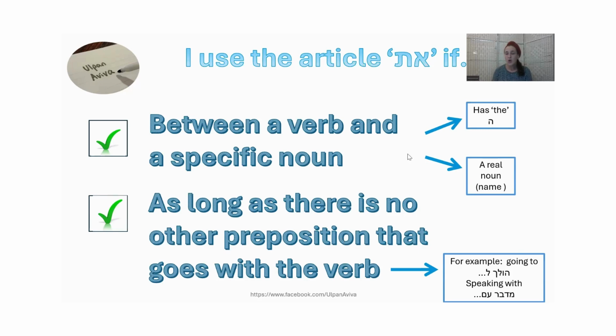There are some verbs in Hebrew and in English that have a preposition that always goes with them. For example, going to, speaking with. Also in Hebrew, holech le, medaber im. Well, if you have a preposition already, you don't use et. You only use it when there is no other preposition. To learn about the verbs and their specific prepositions, to learn about other examples when you use et ha, please join my Ulpan.